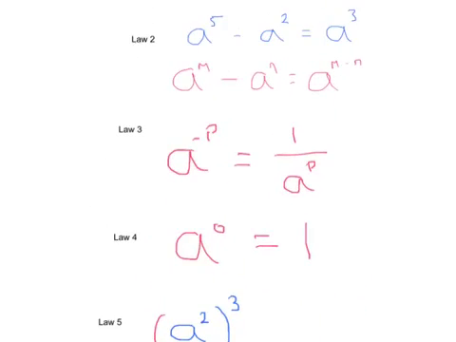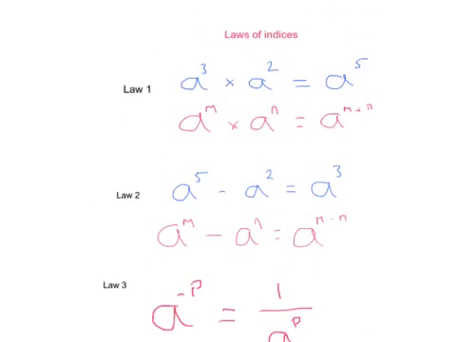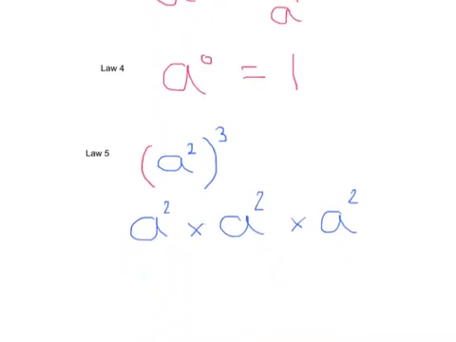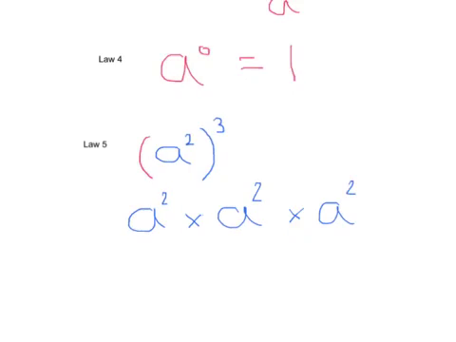Let's go up and have a look at it. As soon as we're multiplying anything to the m times anything to the n, we add these two index numbers together, and that's a similar situation to what we've got now here in our fifth law. We've got a to the 2 times a to the 2 times a to the 2, so we can just add those 2's together, and that would give us a to the 6.